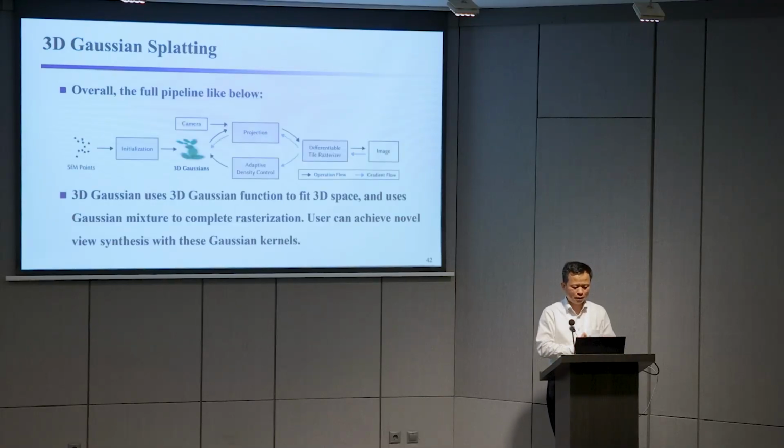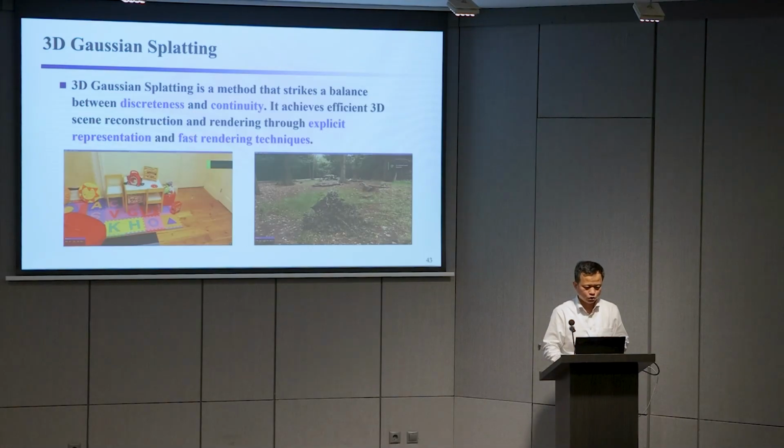So overall, the pipeline is like below, and 3D Gaussian uses a 3D Gaussian function to fit 3D space and uses Gaussian mixture to complete rasterization. Users can achieve novel view synthesis with those Gaussian kernels. So 3D Gaussian splatting is a method that strikes a balance between discreteness and continuity. It achieves efficient 3D scene reconstruction and rendering through explicit representation and fast rendering techniques.